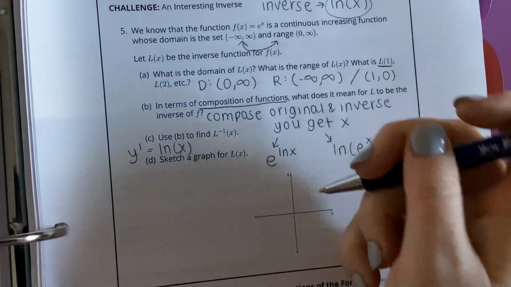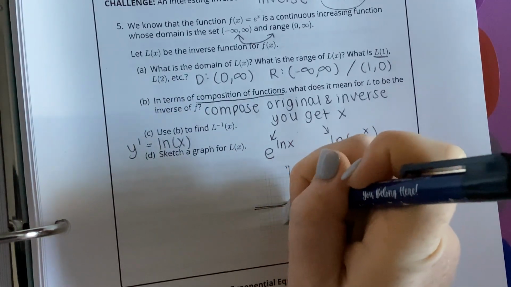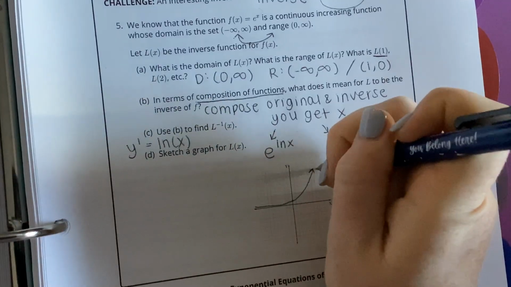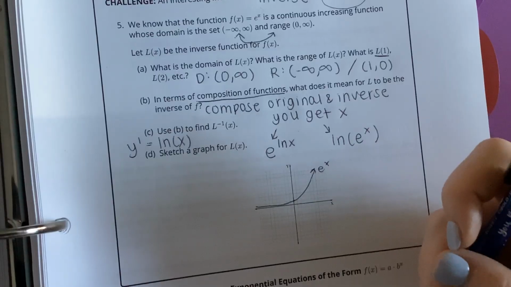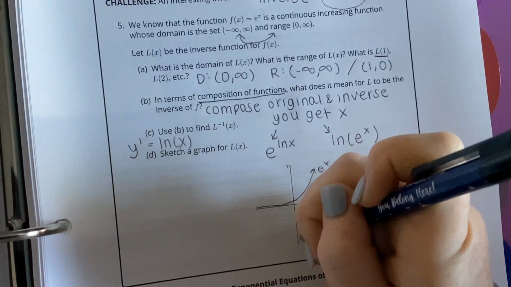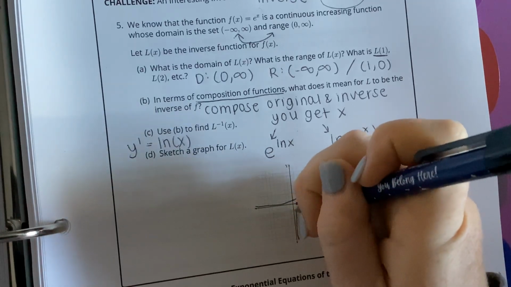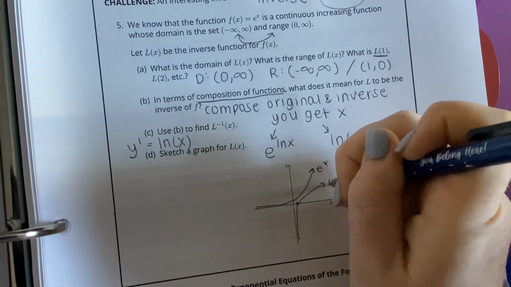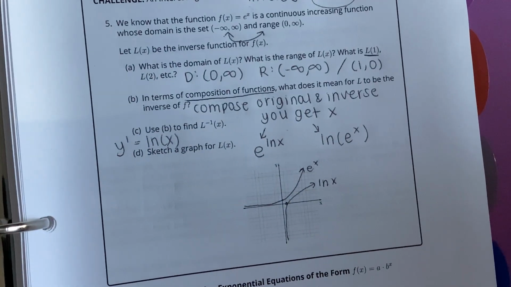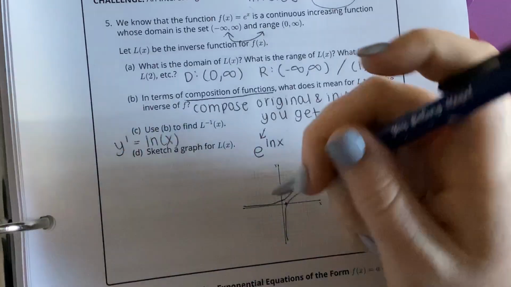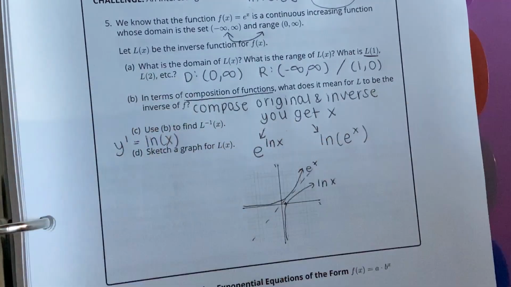And then, so just so you have them both, so e of x looks like this. So that's e raised to the x power. ln of x looks like that. So remember that y equals x line goes right through the middle of them and it reflects over top.